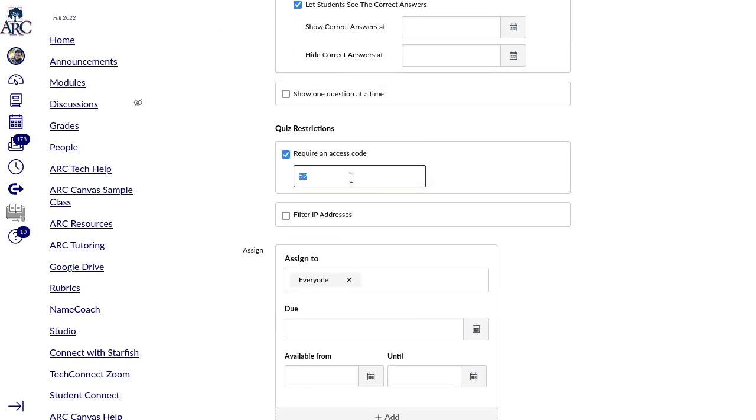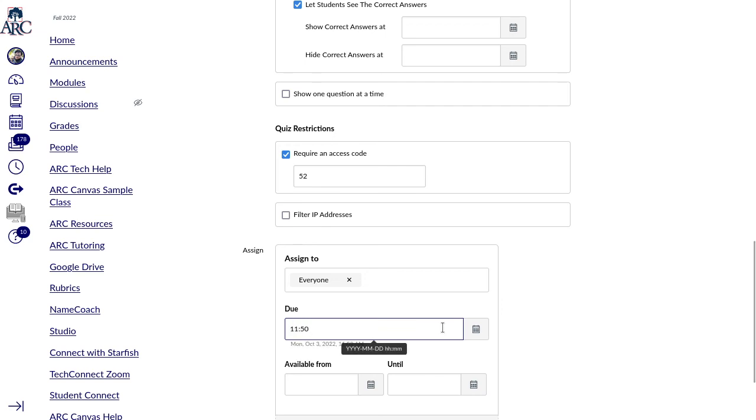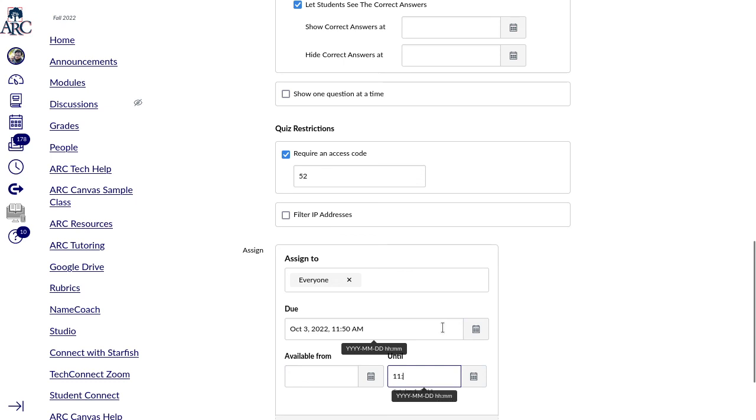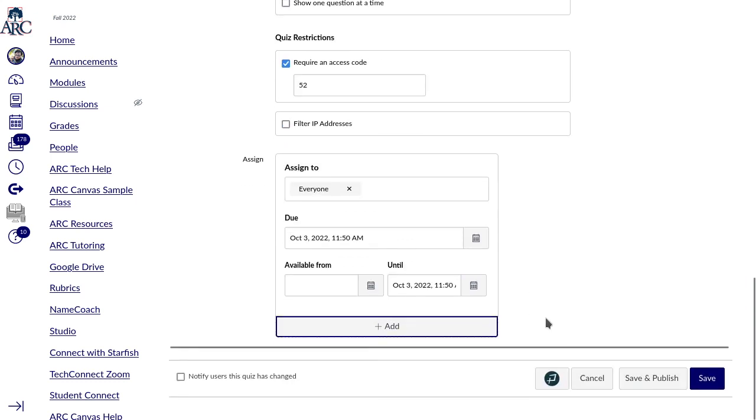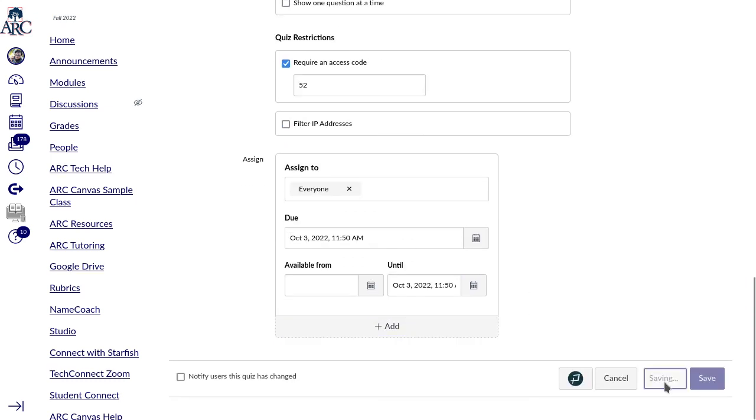So the access code is 52. It's not released yet, so don't refresh your browser just yet. I'll give you guys till 11:50. I mean, that should be enough time. And there we go.